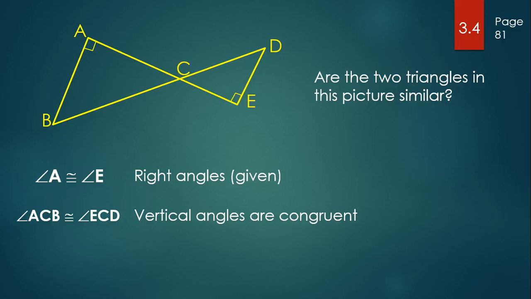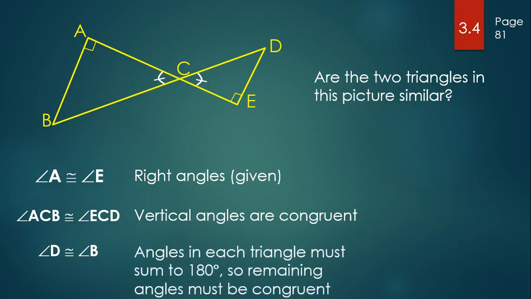Now that leaves us with one more angle in each triangle. We've stated that these vertical angles are congruent, and you'll notice how we can mark congruent angles in our picture. So we have two more angles that are left, angle B and angle D. Are those two congruent? Well, they're also congruent because we know that all the angles in a triangle have to add up to 180 degrees. And we've already established that we have two pairs of congruent angles in both of these triangles. So that means the remaining angles, angle B and angle D, would have to be congruent.